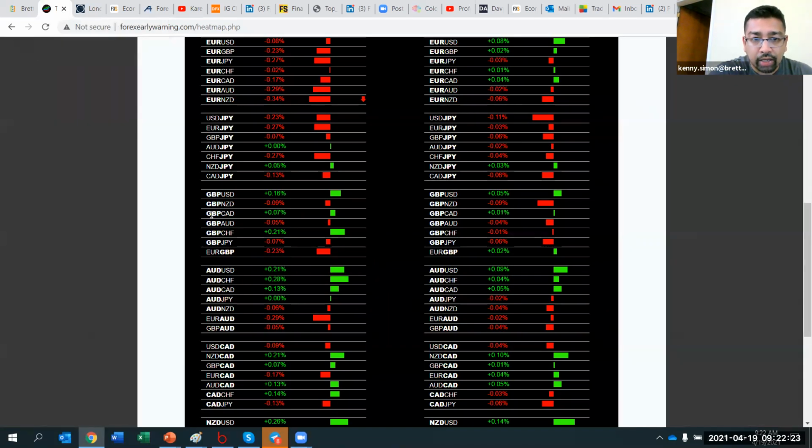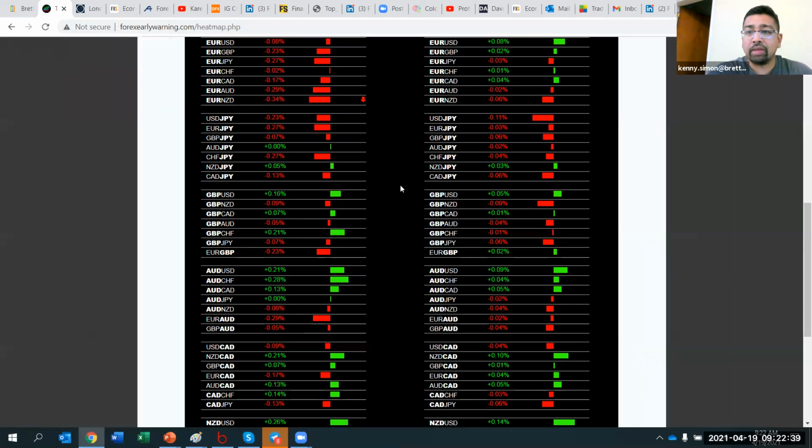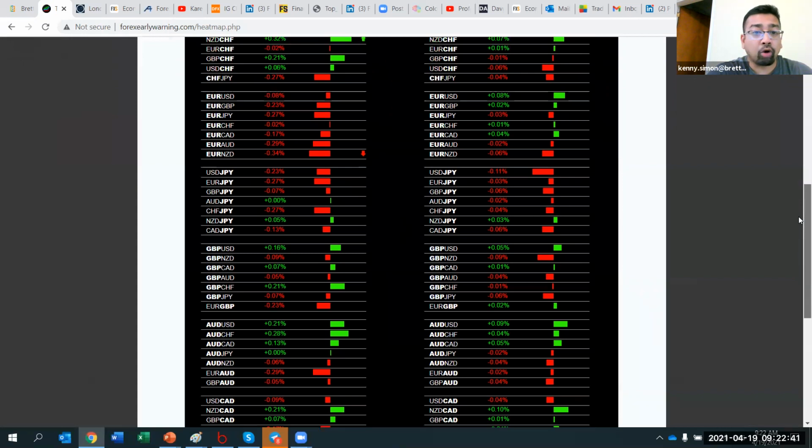So we just want to look at GBP. As you can see, it is not as attractive in terms of participation. The bars are not very long when we compare that to JPY pairs. Okay, so JPY pairs have got more interest right there. As of now, maybe it's a little bit early, but we want to monitor that as well.